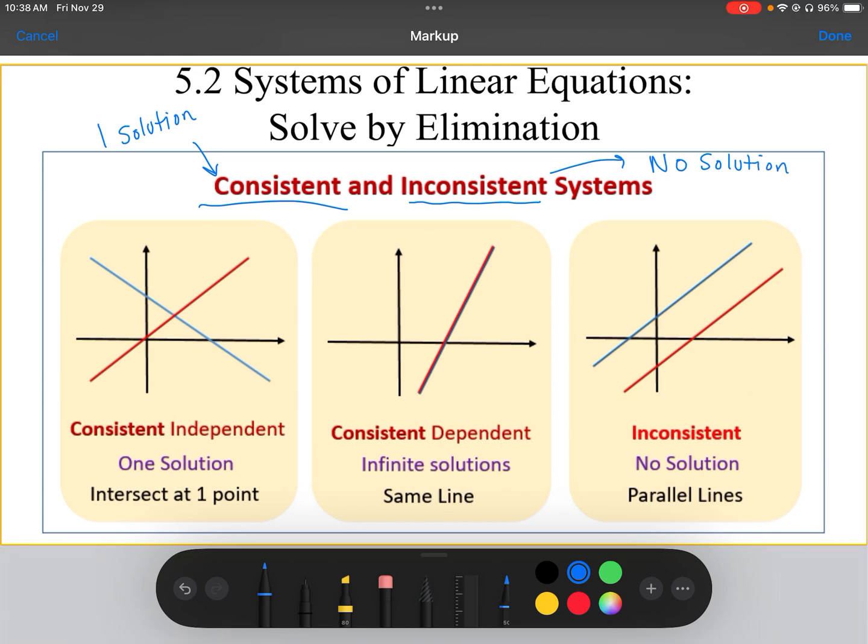Okay, we also have independent and dependent. So as long as you have a solution, it's consistent. If you have exactly one solution, it is going to be independent. And since it has a solution, it is going to be consistent. If it has more than one solution, so it's on the same line, it has infinitely many solutions, right? So this is infinite solutions. It's also consistent because it has at least one solution, but it's dependent. Okay. Inconsistent means we have no solution at all. They're parallel lines.